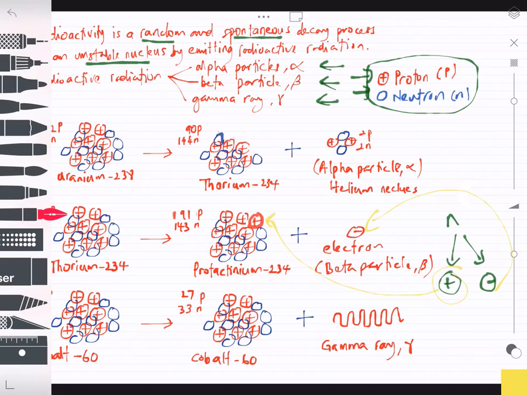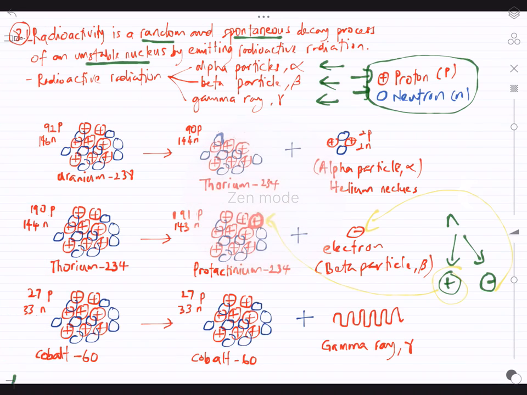That is why you can see the number of protons has increased. Initially it is 190, now it becomes 191. And the number of neutrons has decreased, 144, now it becomes 143. I hope you understand from this explanation.